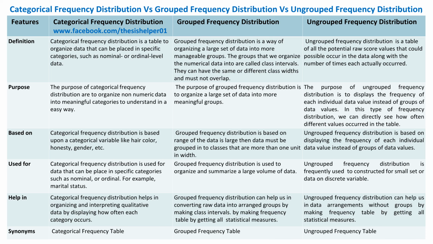The purpose of categorical frequency distribution is to organize non-numeric data into meaningful categories to understand in an easy way. Whereas, the purpose of grouped frequency distribution is to organize a large set of data into more meaningful groups. Whereas, the purpose of ungrouped frequency distribution is to display the frequency of each individual data value instead of groups of data values.